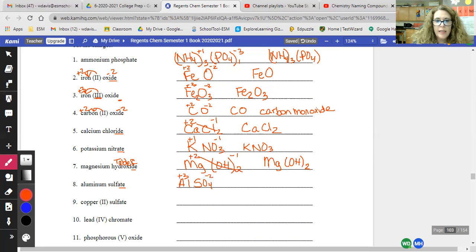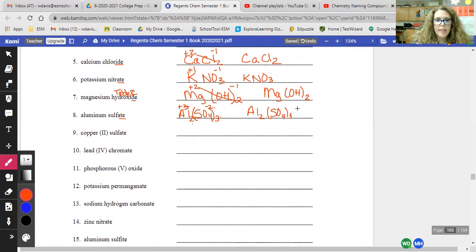So now I need parentheses because I'm going to have to crisscross. I'm going to take this 3, bring it down here. I'm going to take this 2, and bring it over here, right? Because I have a +6 on this side, and a -6 on this side. So Al2, and then parentheses, SO4, 3. I know that looks like a 9, but it's a 4. All right, so we're getting there.